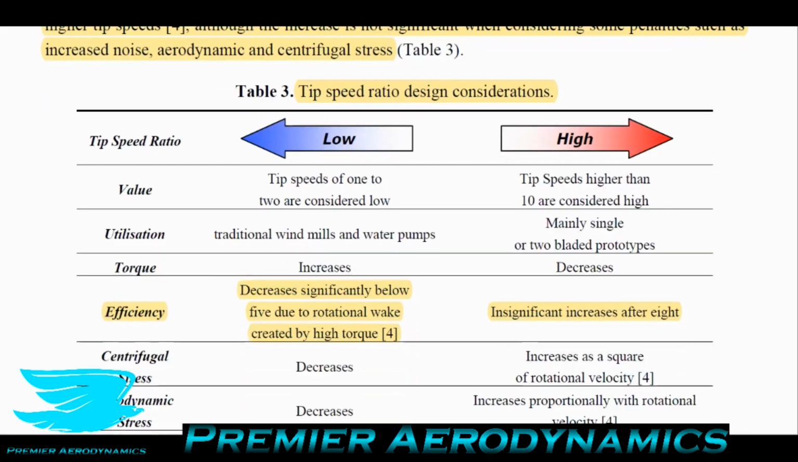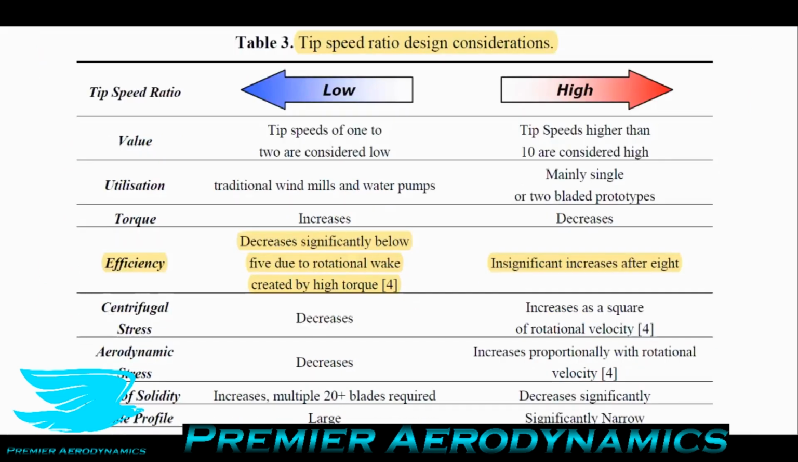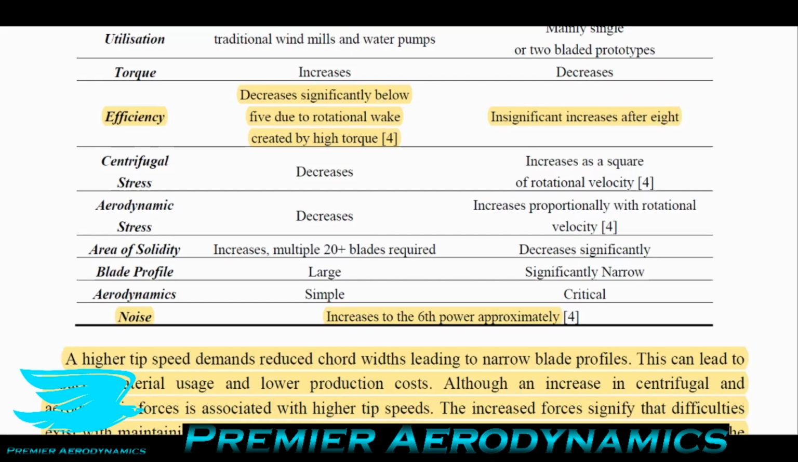So they have a nice table here where they say when the tip speed ratio increases, the efficiency dramatically increases. However, there's a certain limit. Above a tip speed ratio of 8, the increase in efficiency is negligible. Now, when you lower the tip speed ratio, the efficiency drops, and they say it decreases significantly below 5 due to rotational wake created by high torque. Now, one thing that's interesting is the noise of a wind turbine, of a HAWT at least, is proportional to the 6th power. So what that means is that the noise generated by a wind turbine dramatically increases with increasing tip speed ratio. If you increase tip speed ratio by just a little bit, the noise just goes through the roof.